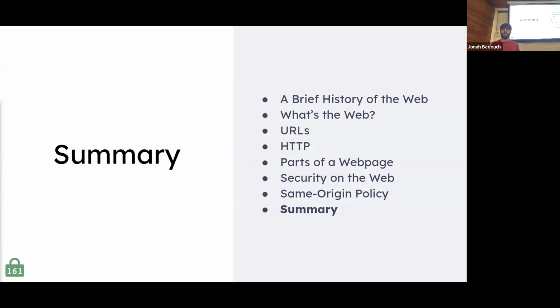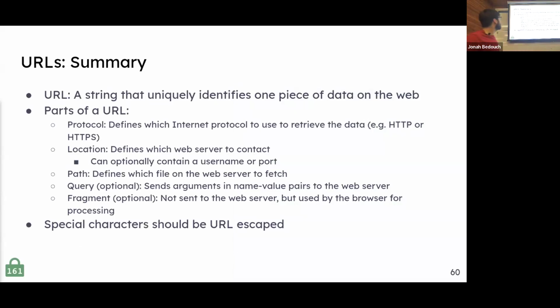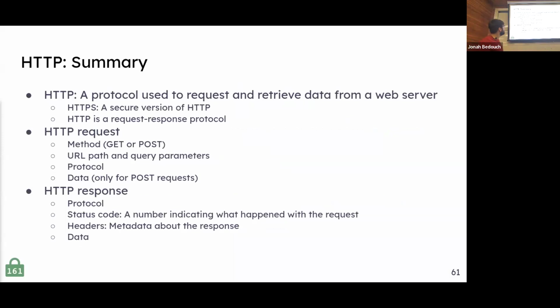So that's the first lecture of the thing. We have a summary. We talked about URLs. We talked about all the different parts of a URL. And then we talked a little about URL escaping and why we need to do that and how it can be problematic for security. We talked about HTTP. We said that there is a secure version called HTTPS, and we said we'd see how it's secure later. We talked about requests having a GET or POST, having a URL, and then having some data. And we talked about a response having a status code and some data as well.